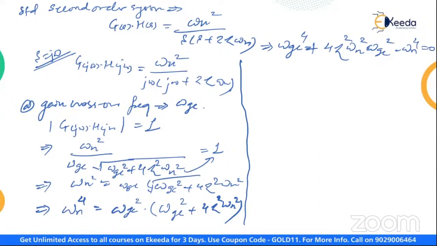Now divide by omega n to the power 4 on both sides. What do you get? If you divide by omega n to the power 4 on both sides, you will get omega GC by omega n the whole raised to 4 plus 4 times zeta squared into what?